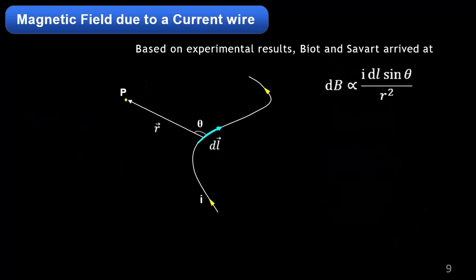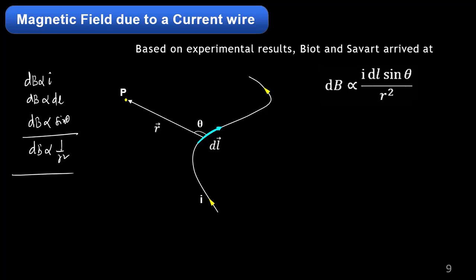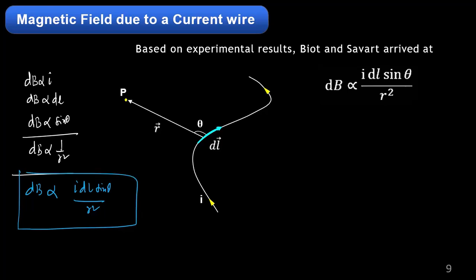Now once I combine these, I write that dB is directly proportional to I, directly proportional to dL, and directly proportional to sine theta. The fourth one is that dB is inversely proportional to r squared. These are the four important observations from the Biot-Savart law. If I combine all four parameters, I can write dB is proportional to I dL sine theta divided by r squared. So this is the final result of the Biot-Savart law.